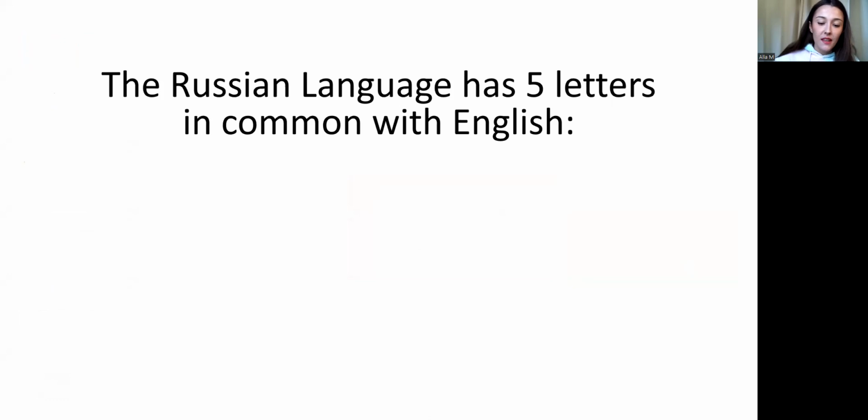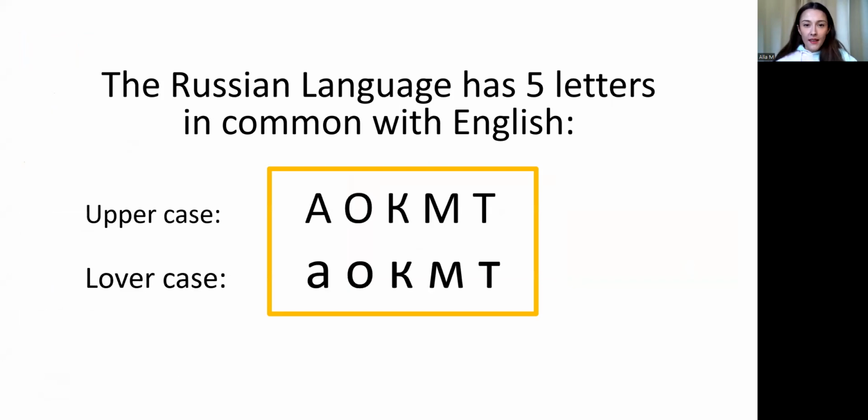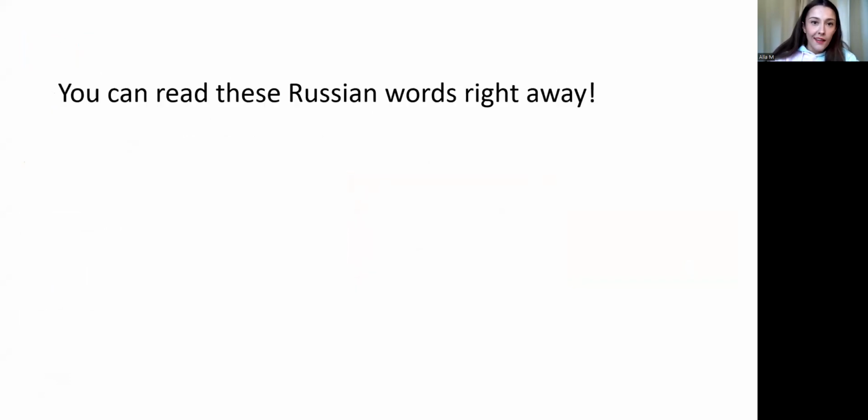Let's start. The Russian language has 5 letters in common with English. These letters are A, O, K, M, T. Here's the uppercase. That's the lowercase. One more time. A, O, K, M, T. Knowing that, you can read these Russian words right away.